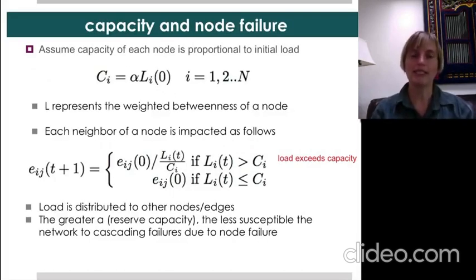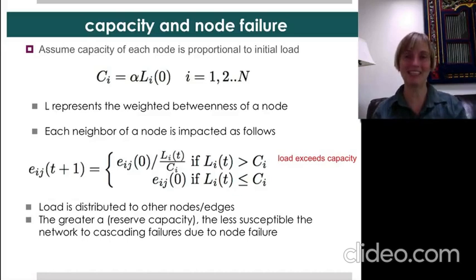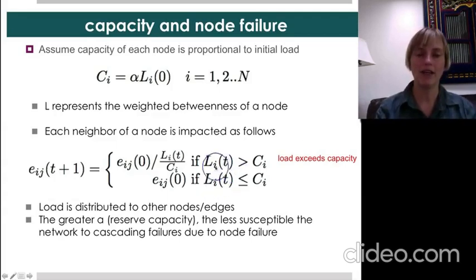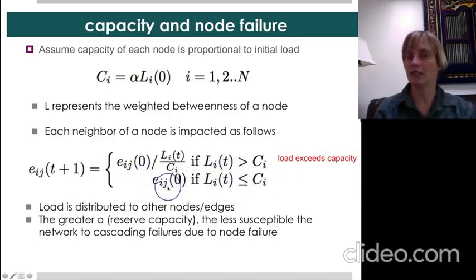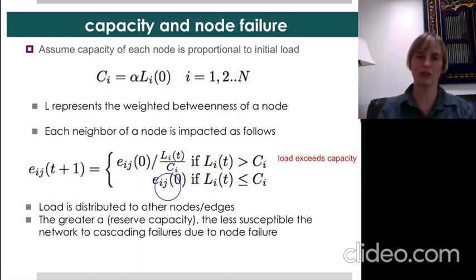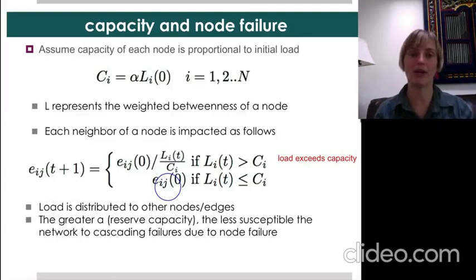What we're also going to say is that the capacity of each node is proportional to its initial load times alpha, and you want alpha to be greater than 1 because you want its capacity to be greater than its initial load. And then what's going to happen as the dynamics unfold is that if the load is less than the capacity, then the neighbors are unaffected, right? The node is functioning as usual, and the neighbors are just carrying whatever they would normally be carrying.